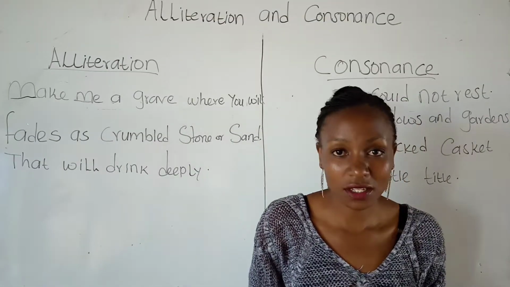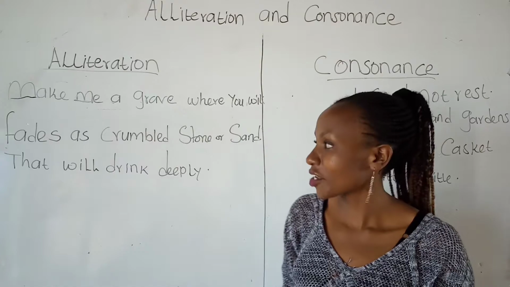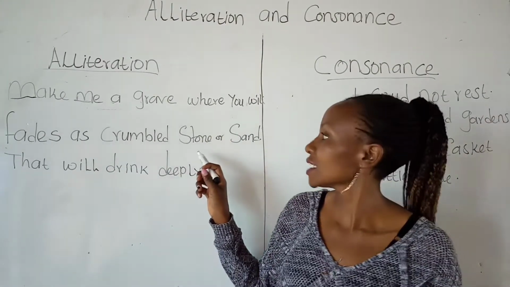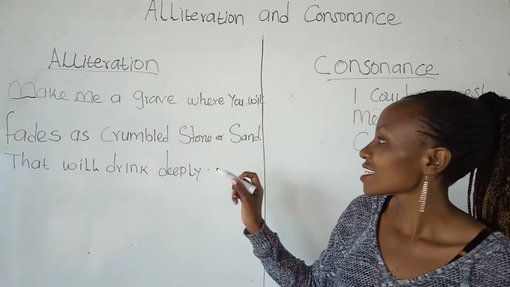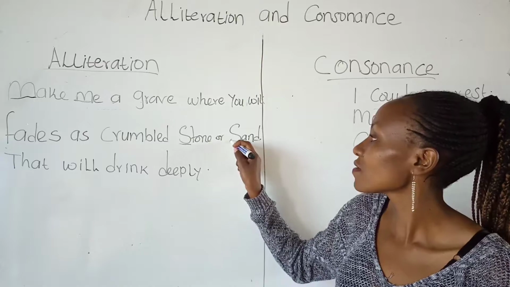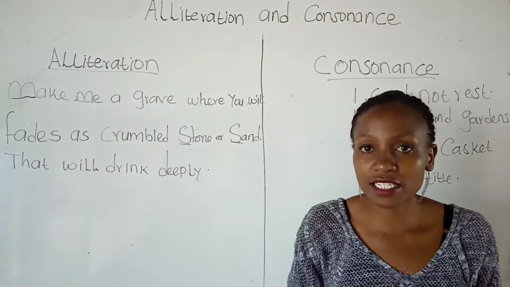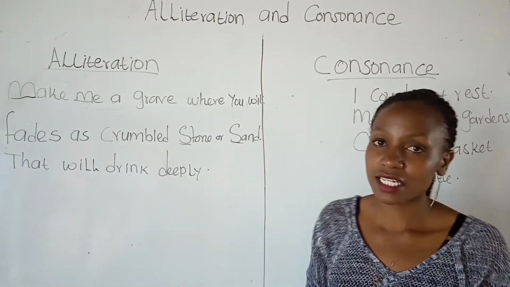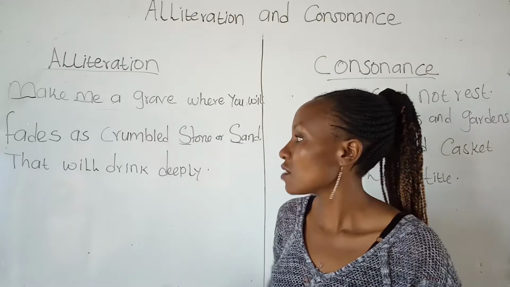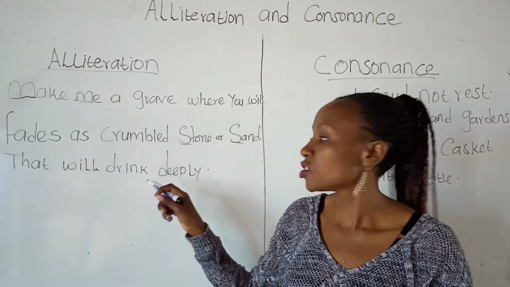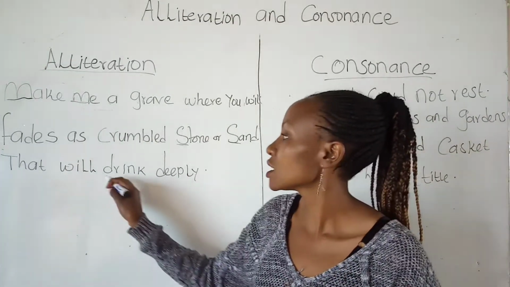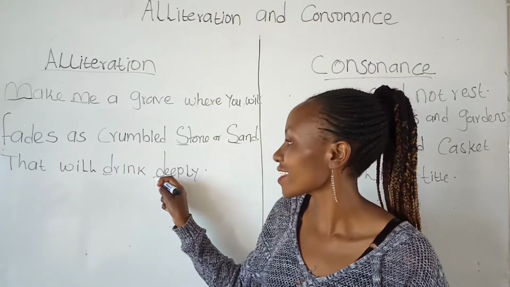In line 2, can you see it? "Fades as crumbled stone, or sand." So we have the "stone," we have the "sand," and that is the second example. And lastly, we have "that will drink deeply." Can you see it? We have the sound d and the d.